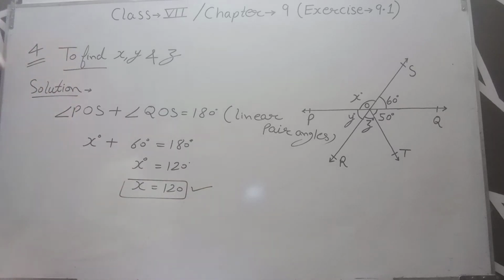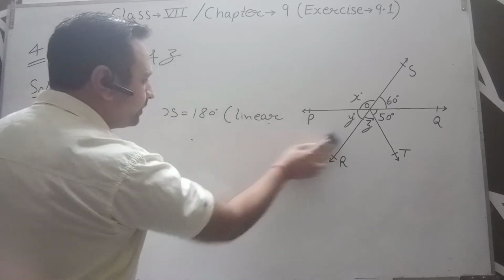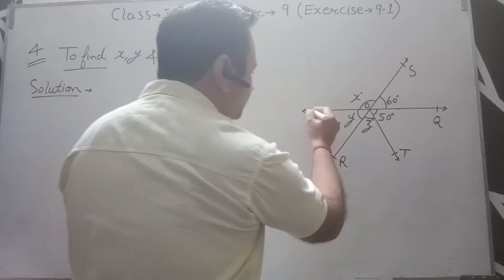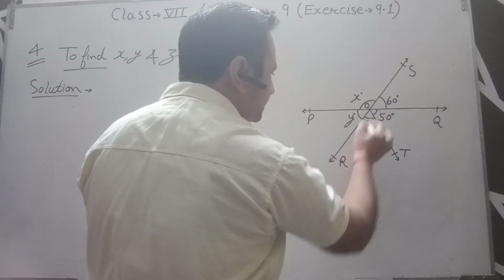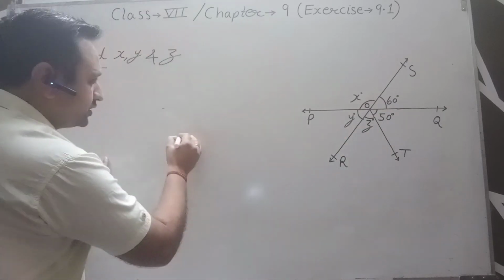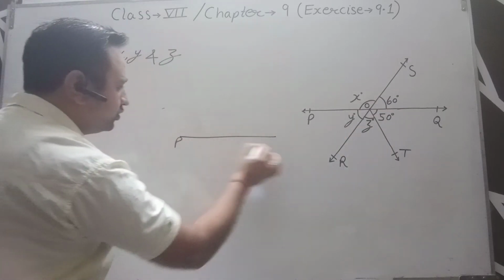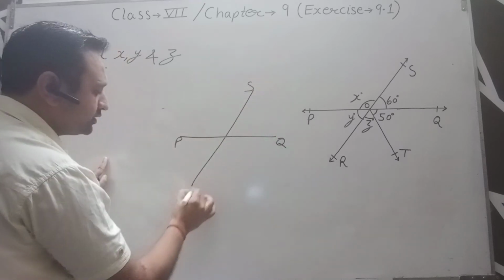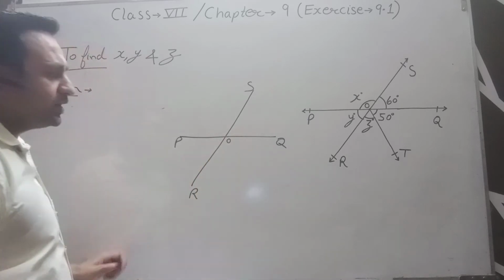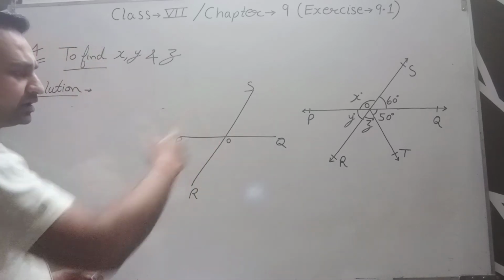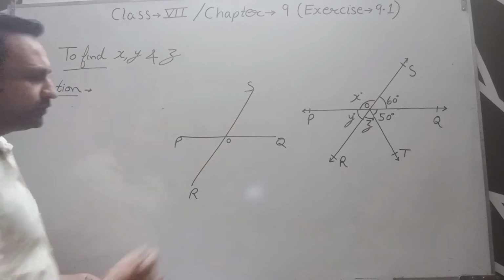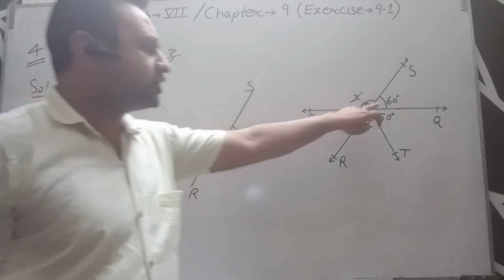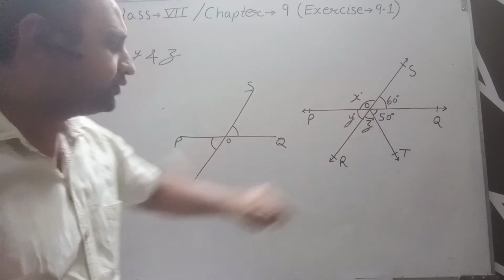Now we have to find y. To find y, we observe that these two lines intersect each other at O. Like this, it is line PQ and it is line SR. When two lines intersect each other, then the angles opposite to each other are called vertically opposite angles. So these two angles are vertically opposite angles. And vertically opposite angles are always equal.